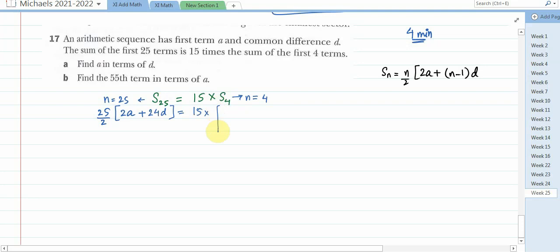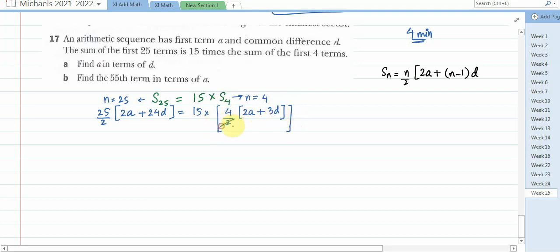Again the same working formula. S4 means n upon 2 bracket 2a plus n minus 1. So 4 minus 1 leads to 3d. Alright, so that is my equation, and I can simplify it.